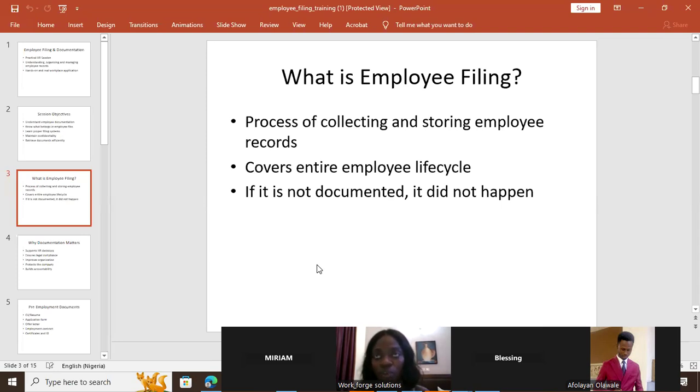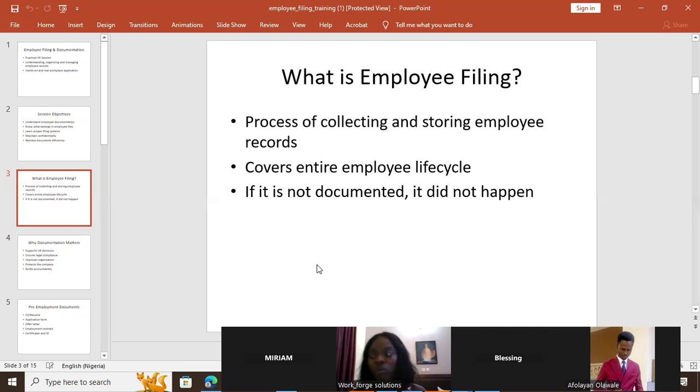I personally also do what we call a skills inventory. So I'm taking note of, okay, this person has learned this over time, went for this training, and so on. Those things, I also document them, I put them in the file.